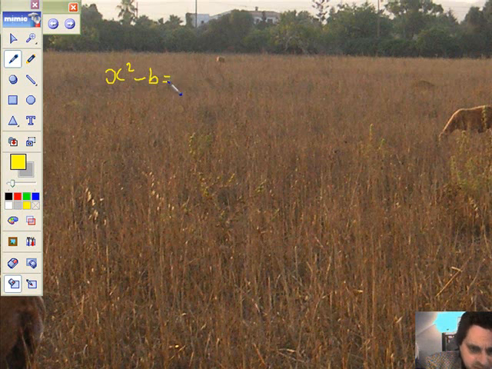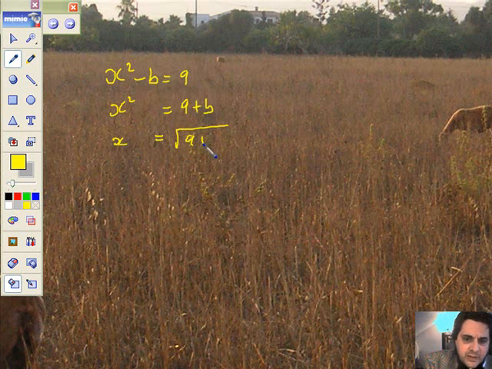x squared minus b equals 9. Again, perform the inverse operations, get rid of b. 9 plus b. To get x on its own, you square root the jolly lot. Leave it like that. Here's the next one.